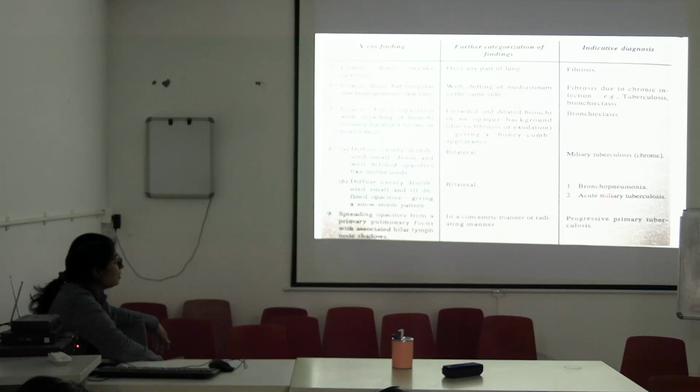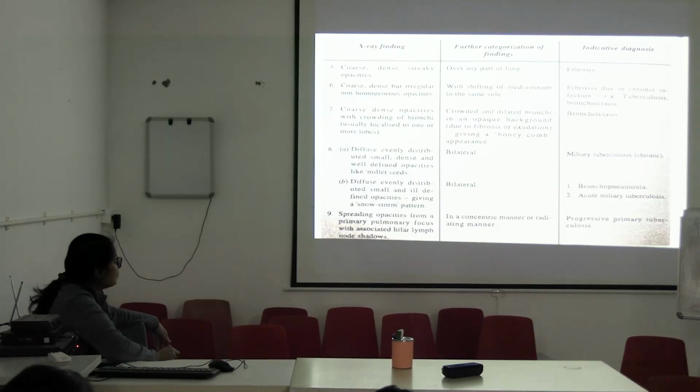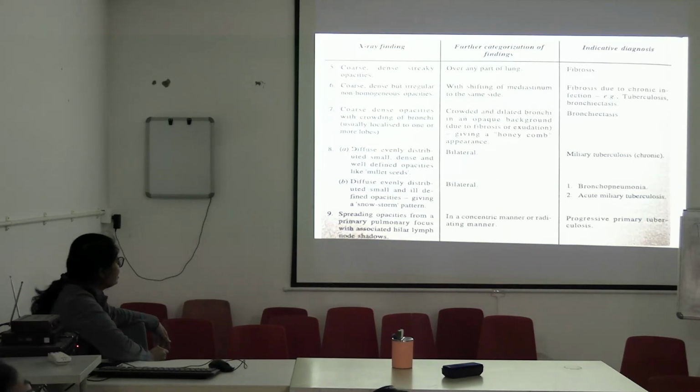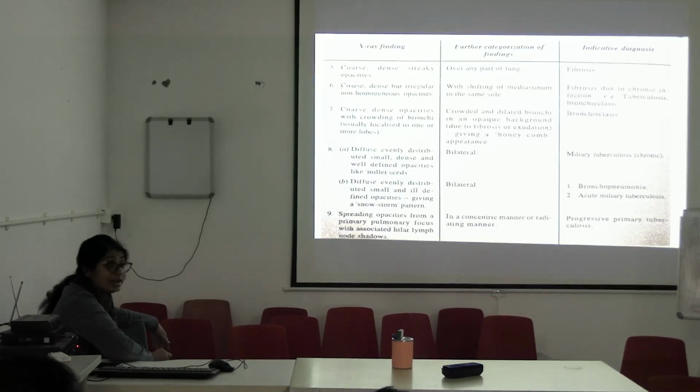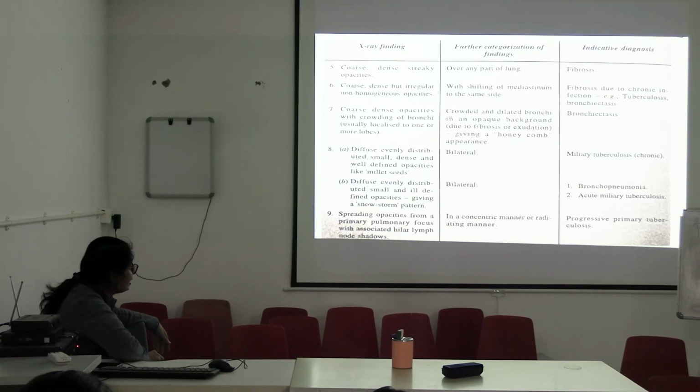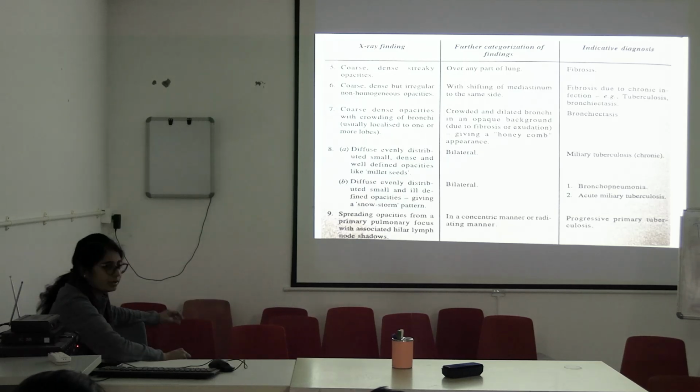Now, what do you find in miliary tuberculosis? Bilateral finding, diffuse, evenly distributed, small, dense and well-defined opacities like millet seeds. Okay. Diffuse, evenly distributed, small and ill-defined opacities giving a snowstorm pattern. These are the classical terms. Okay. Found in acute miliary tuberculosis. Chronic miliary is described as millet seeds, acute miliary as snowstorm.